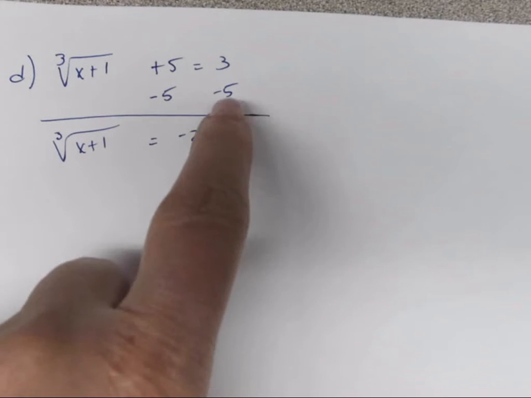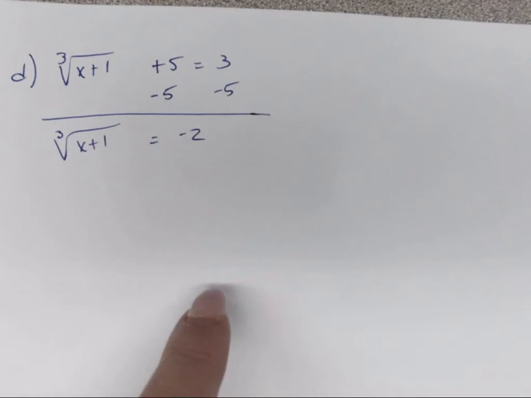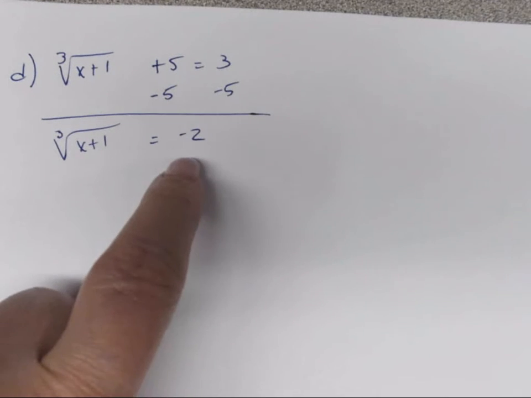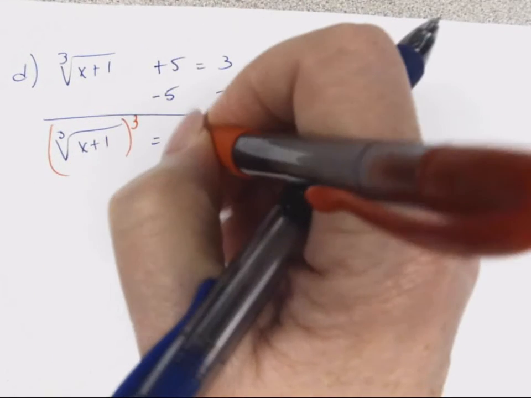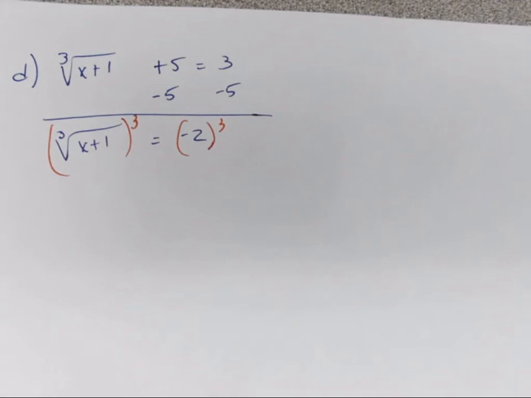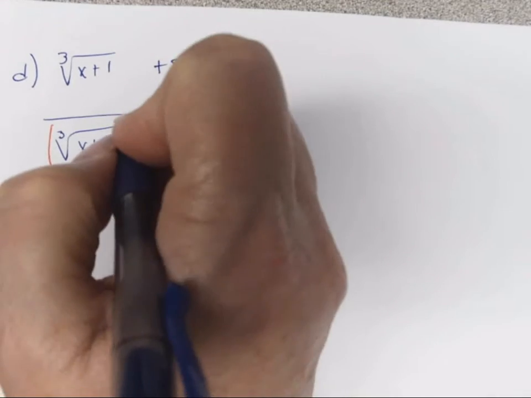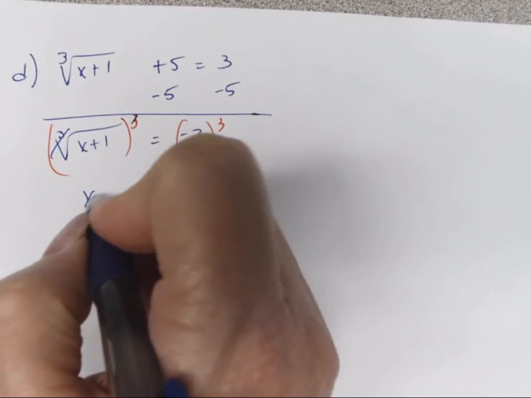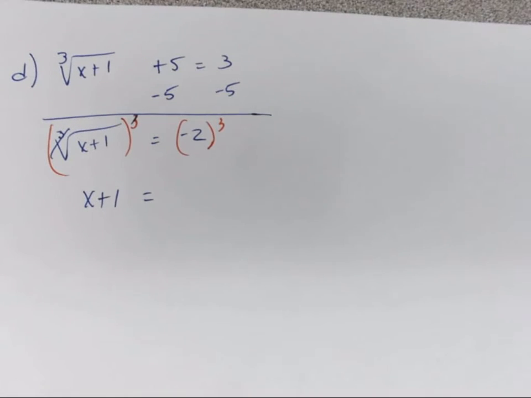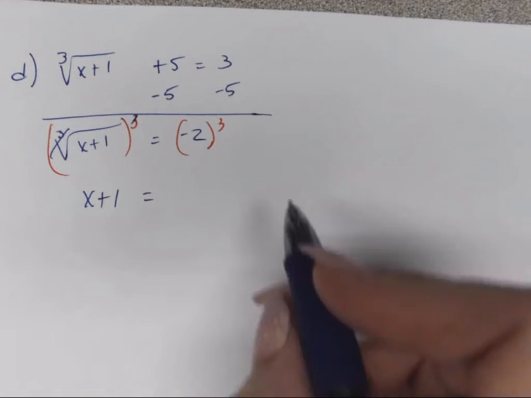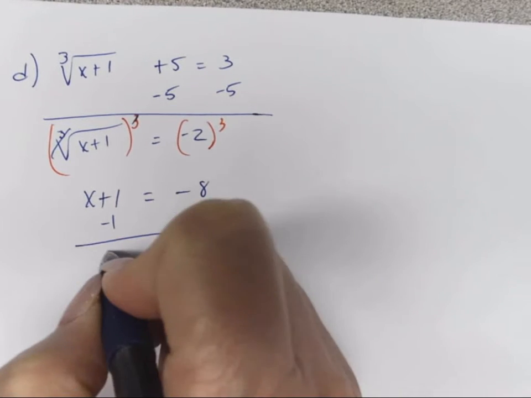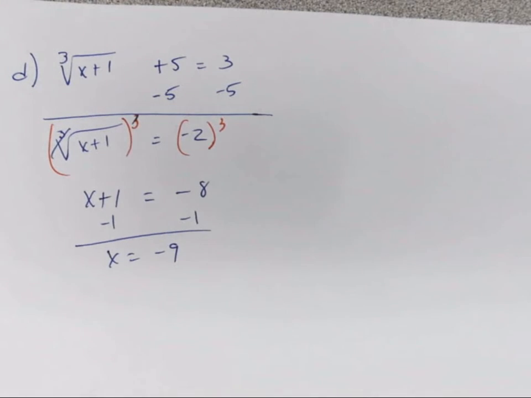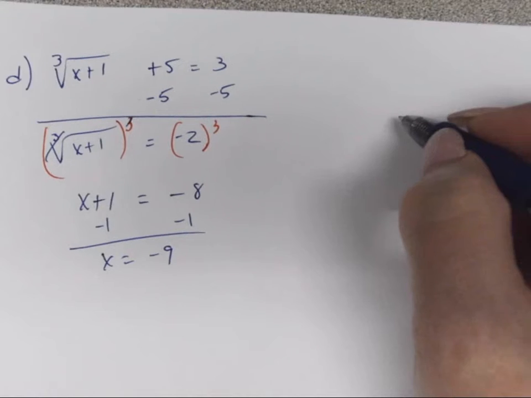Now that we have the radical by itself, we can work this. Now, it is equal to a negative number, but we're not dealing with the square root. We're dealing with a cube root. So we are going to cube both sides. The cube takes care of the cube root. We're left with x plus 1, and negative 2 cubed is going to get us negative 8. Subtract 1, we get x is equal to negative 9. And then let's go check our solution.